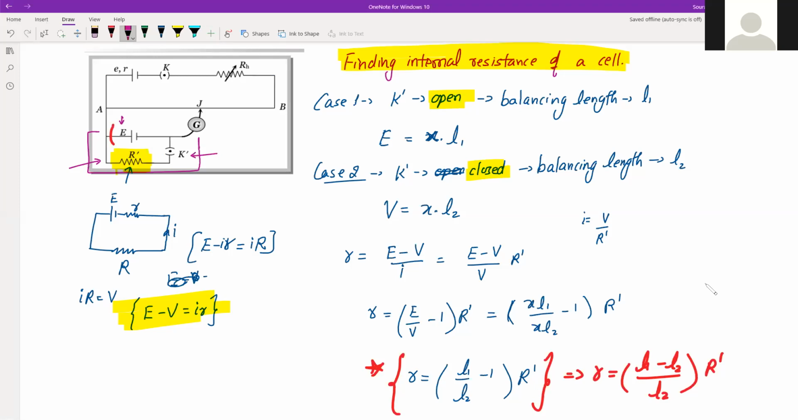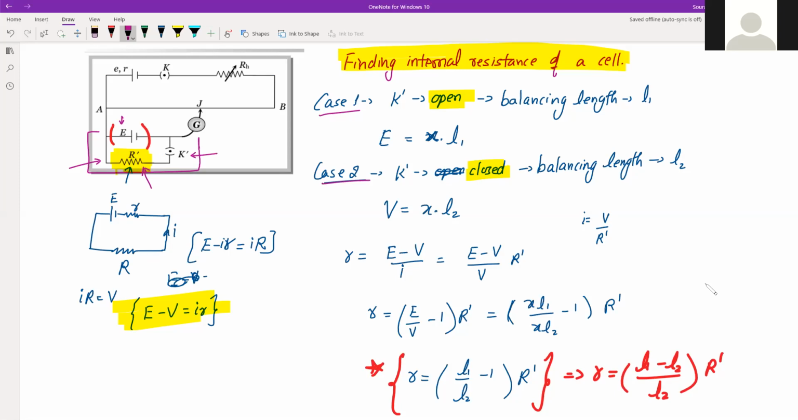In order to do that, we connected a resistance in parallel with that, that is R dash, and then we had a key here. This key can be open or closed. When this key is open, only the cell comes into picture. When the key is closed, R dash also comes into picture. So that's why now the potential difference comes into picture.